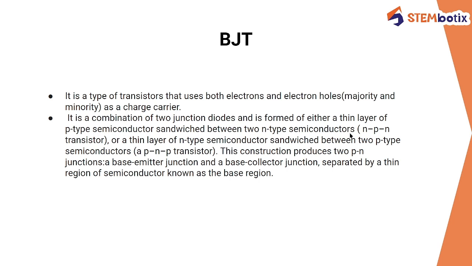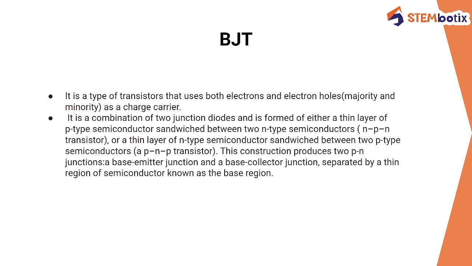Now see, in NPN there are two PN junctions. One is this and the other is this. Also in a PNP transistor there are two PN junctions. One is this and one is this. So this construction produces nothing but two PN junctions: a base-emitter junction and a base-collector junction. And both these junctions are separated by a thin region of semiconductor, which is known as the base region.